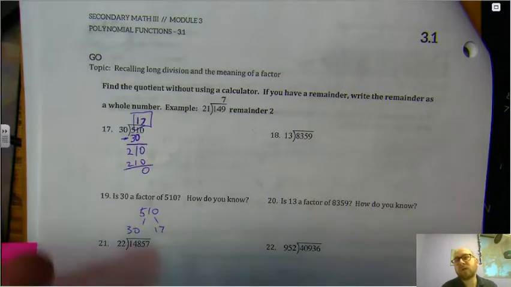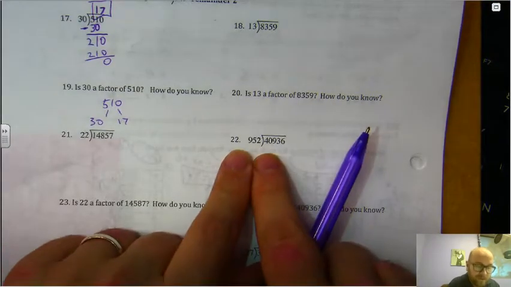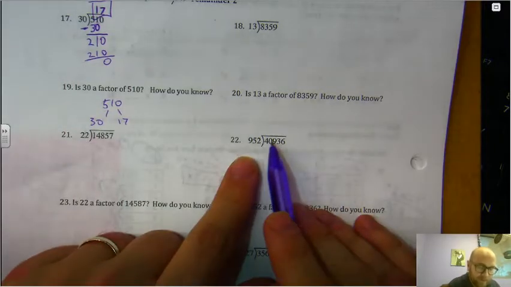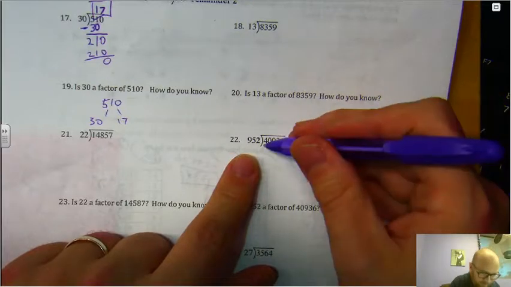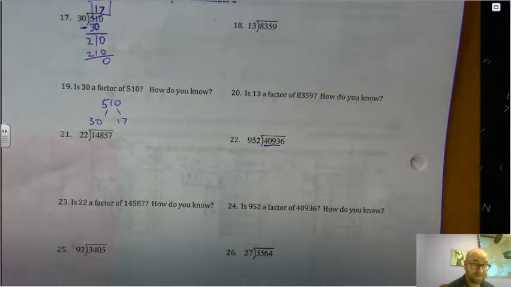Here's the deal. You can use a calculator to figure out if it does go into it, but I do want you to actually do the long division. Let's look at number 22 real fast. When I look at number 22, 592, wow, that's a big number, right? Trying to figure that out in your head might be a challenge. I'm going to do it just because I like challenges, but look at this. 592 clearly doesn't go into 4, doesn't go into 40, doesn't go into 409, but it can go into 4,093. How many times does it go into 4,093?